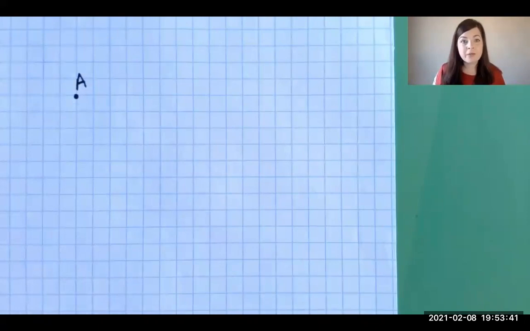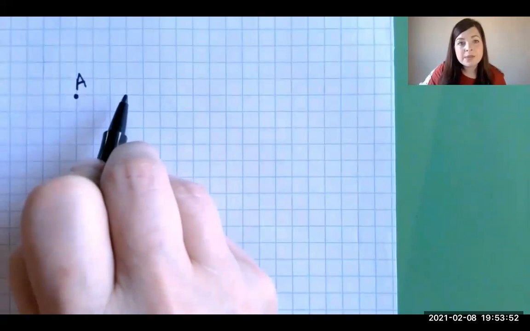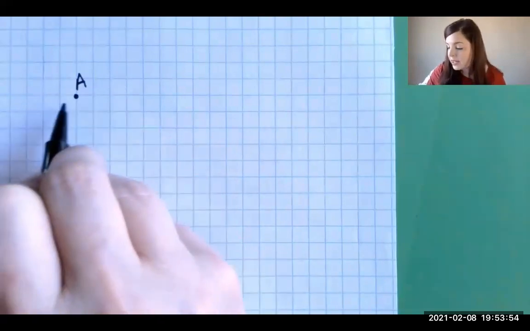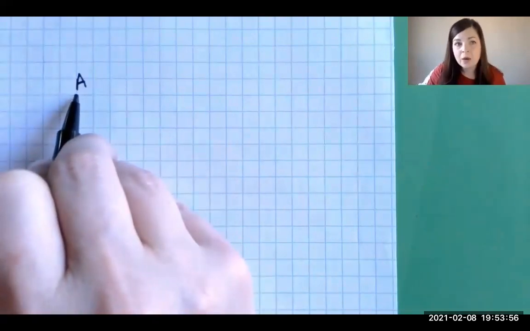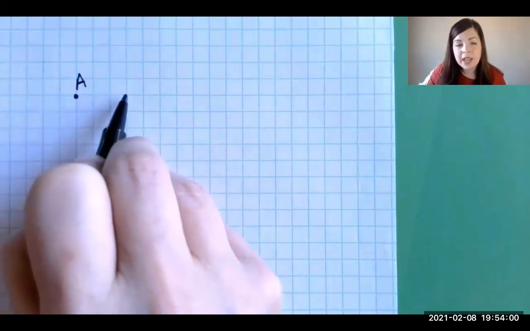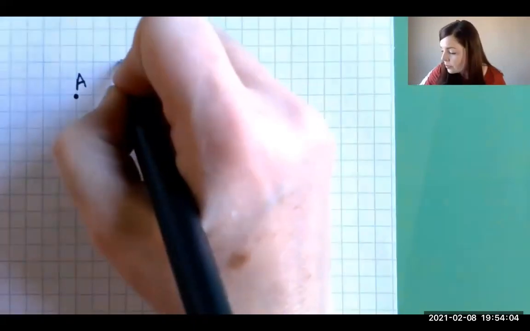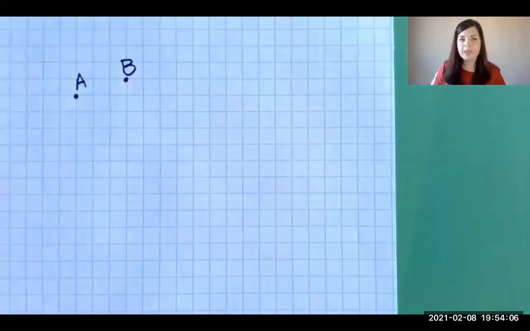Now, to draw our first side for our rectangle, we're first going to draw point B, and then we're going to connect points A and B. So to draw point B, we're going to start at A, and we're going to move over 3 columns and up 1 row. Okay, so ready? Let's do that. Starting at A, over 3 columns, 1, 2, 3, and up 1 row. Now draw a point there and label that point B.